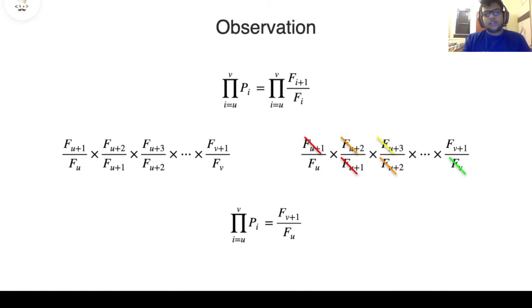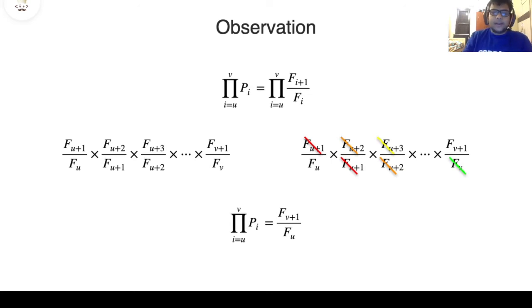The first observation is a sort of derivation that will make the rest of our work very easy. So let's look at what this means. From i equal to u to v, this is just a multiplication term. So this means p of u multiplied by p of u plus 1, multiplied by p of u plus 2, all the way to p of v. We want to find an easier way to represent this, because we'll be using this term quite a bit.